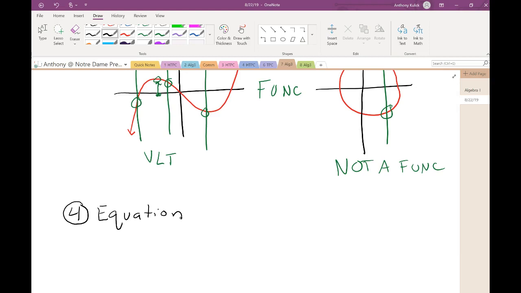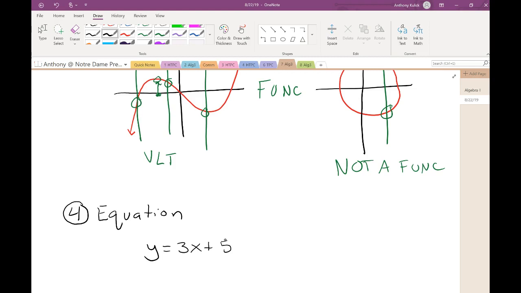The last way that we'll represent a function is with an equation. So let's say our equation is y equals 3x plus 5. Is this a function? Okay, some people said no, some people said yes.